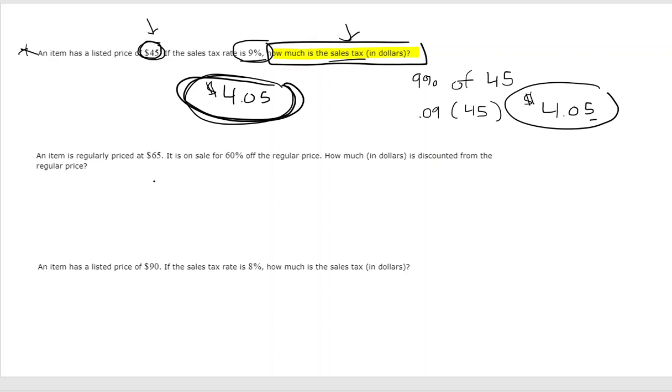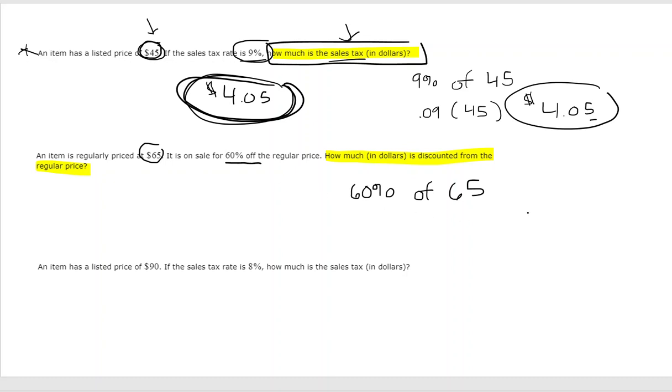Now let's go ahead and look at the next one. It says an item is regularly priced at $65. It is on sale for 60% off the regular price. How much in dollars is discounted from the regular price? Okay, so on this one, the question that we're answering here is how much is discounted from the regular price. Okay, so to figure this out, we want to take our regular price, which is $65, and we want to find 60% of that, because that is how much is discounted from the regular price.